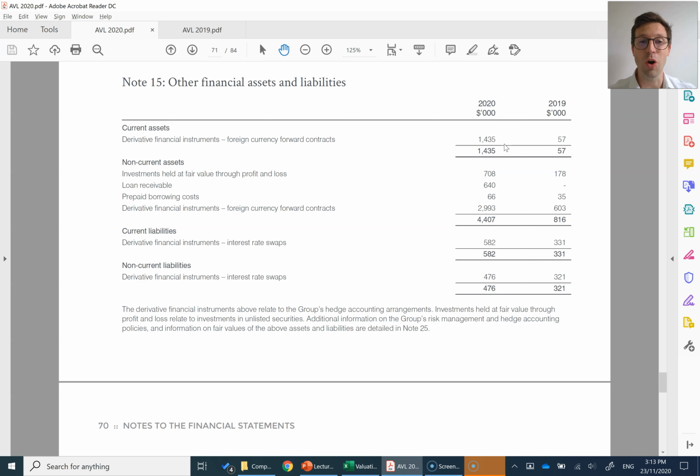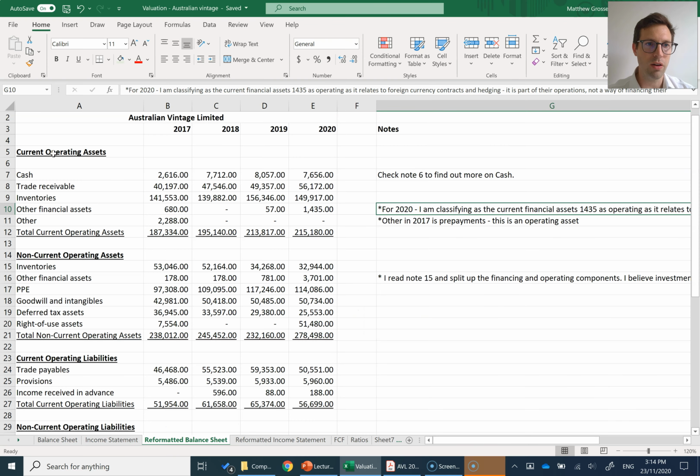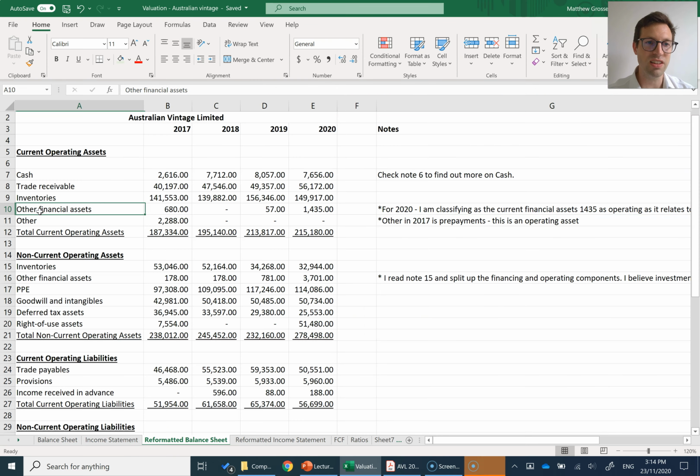So I'm going to call this as an operating. There's no interest associated with this contract that I know of. So I'm just going to call this part of the operations. So when I look at my current operating assets, I've listed other financial assets, this 1,435 as operating here.